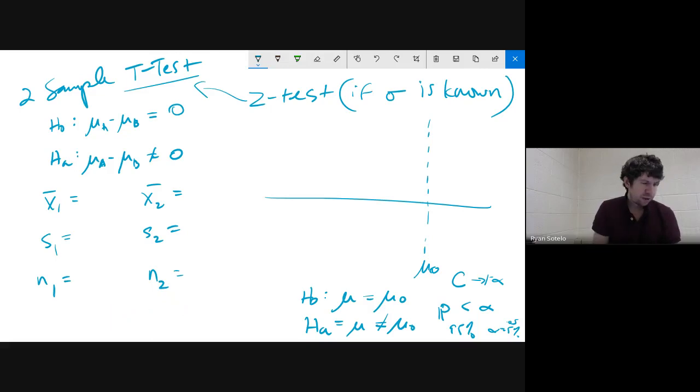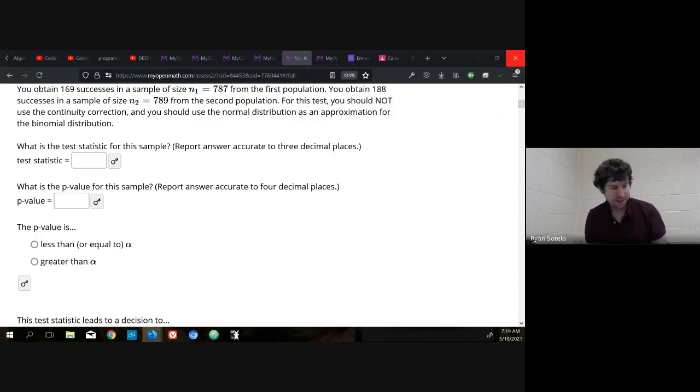So let's just go through how to enter that into your calculator. Sorry for the heater making a terrible ringing sound, if you can hear that.